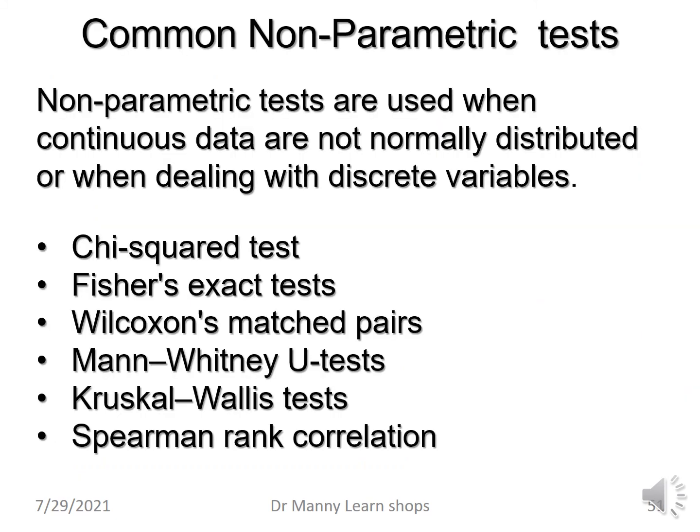Common non-parametric tests. These are used when continuous data are not normally distributed, or when dealing with discrete variables. Some of these tests include chi-square, Fisher's exact, Wilcoxon, Mann-Whitney, Kruskal-Wallis, and Spearman rank correlation.